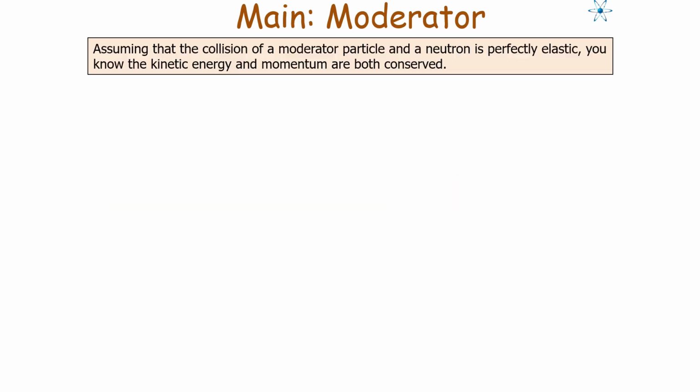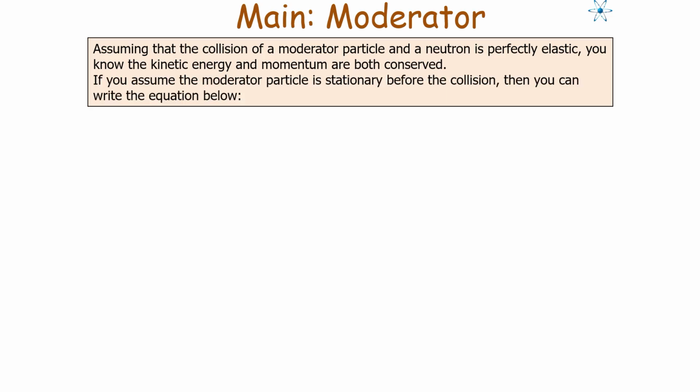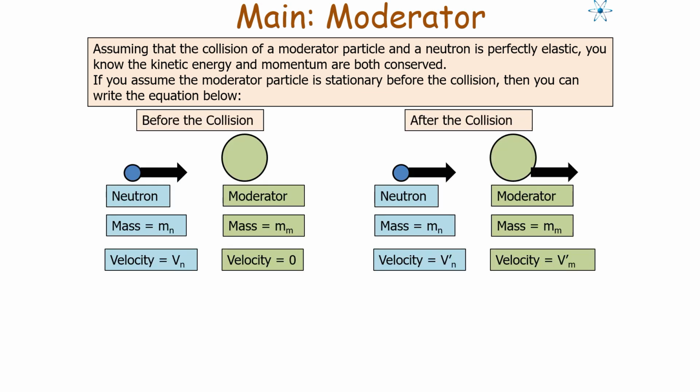Now assuming that the collision of a moderator particle and a neutron is perfectly elastic, you know that the kinetic energy and the momentum are both conserved. Now if we assume the moderator particle is stationary before the collision, we can write out the following equation. So we've got the mass of our neutron and the mass of our moderator, and the masses stay constant before and after the collision. We've got the velocity of our neutron and the velocity of our moderator before and after the collision. Note before the collision the moderator is stationary, so the velocity will be 0.